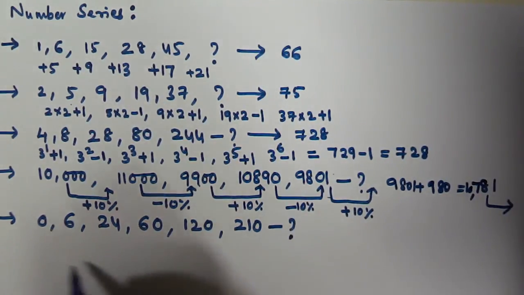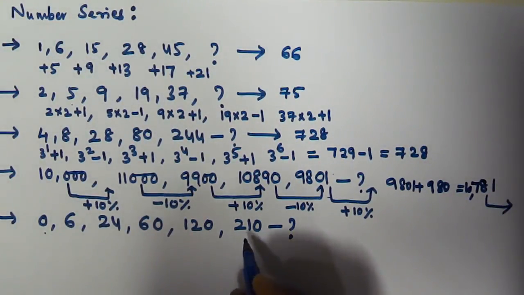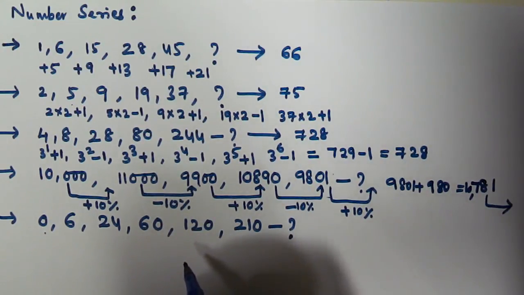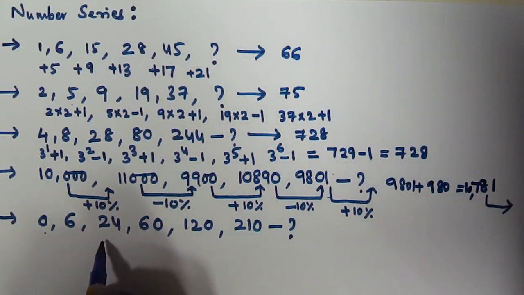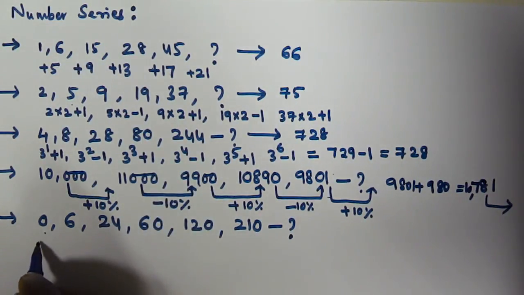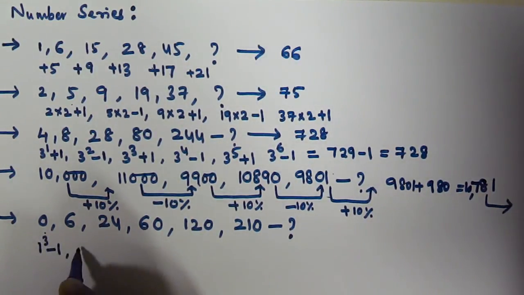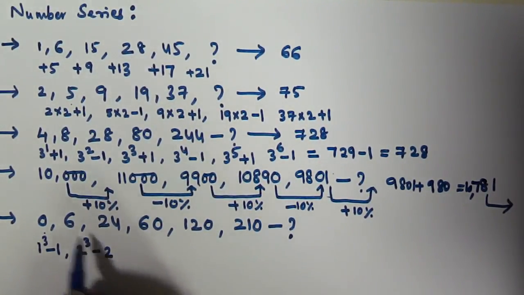Okay. And the next one is 0, 6, 24, 60, 120 and 210. Okay. So if you observe these numbers, 1 cube is 1 and 2 cube is 8 and 3 cube is 27 and 4 cube is 64. So 60 is near to 64, right? So this one we get. Okay. So 1 cube minus 1, so that is going to be 0. 2 cube minus 2, so 2 cube is how much? 8. 8 minus 2 is 6.